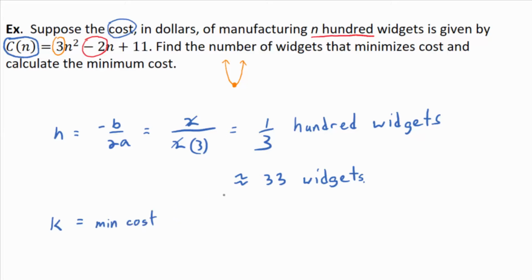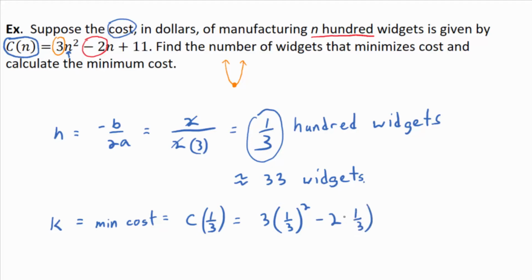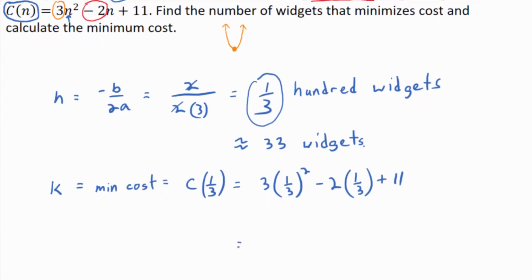So you're going to plug 1/3 into the function to compute that minimum cost. You're going to plug in the h value of the vertex, the first coordinate of the vertex. So you get 3 times 1/3 squared, plugging in the 1/3 for the n, minus 2 times 1/3 plus 11. You could run that through your calculator, but I think we can do that by hand. It's actually not that hard.